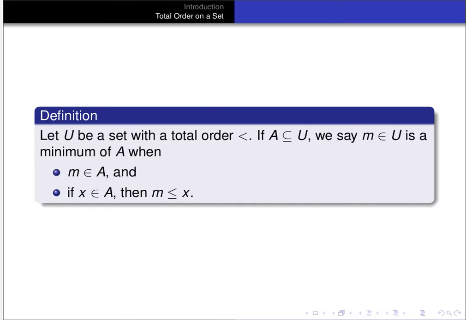Okay, now we can define the minimum of a set. So if U is a set with a total order and A is a subset of U, we say M is a minimum of A if it's an element of A and it's a lower bound of A. Okay, so a minimum is just a lower bound that's also in the set.